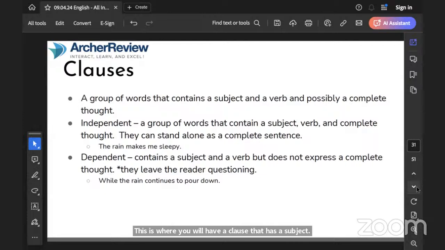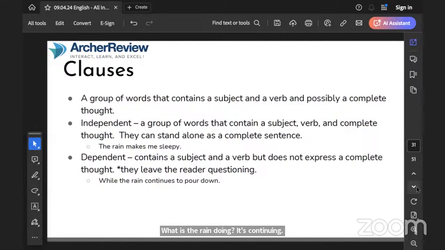But with a dependent clause, this is where you will have a clause that has a subject, it has a verb, but it's not going to express that complete thought. So it's going to leave the reader questioning, essentially. So, for example, while the rain continues to pour down. Well, in this clause, we have a subject. It's about the rain. What is the rain doing? It's continuing. It continues. So that's my verb.